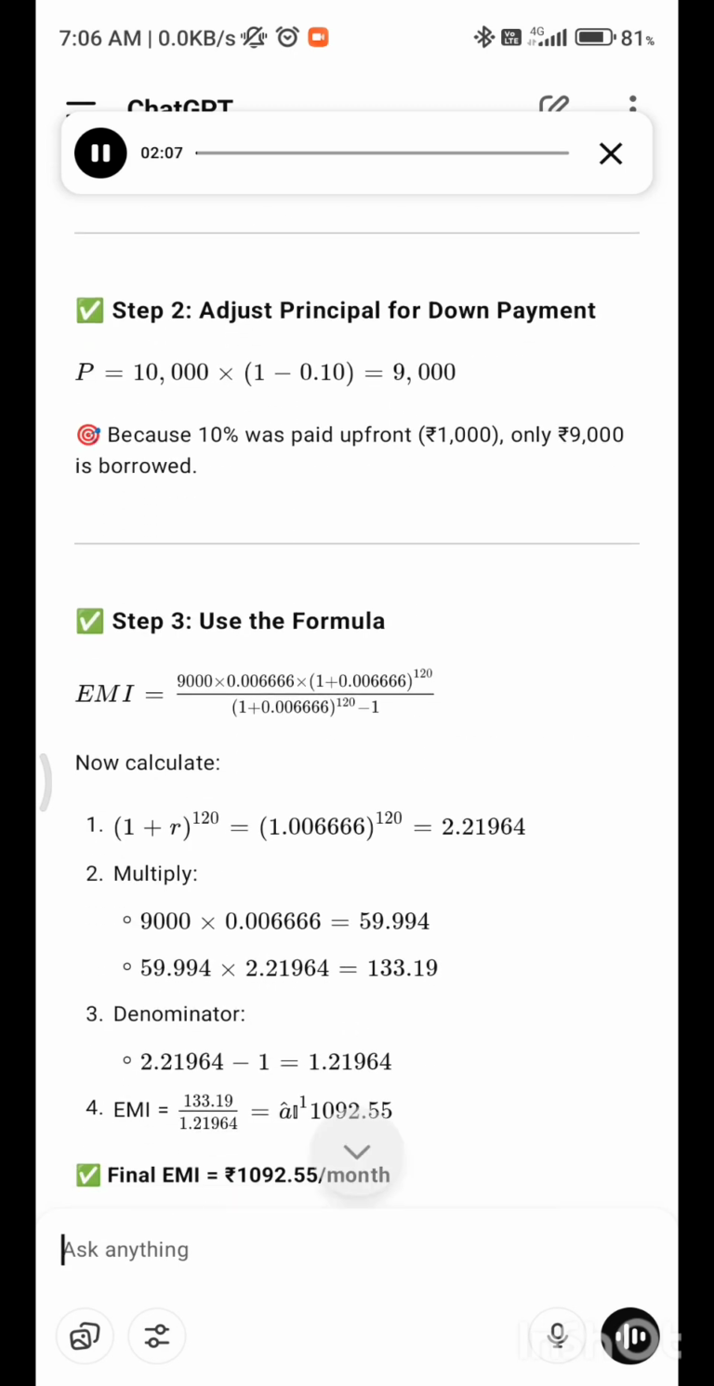Step 2, adjust the principal for the down payment. P equals 10,000 times (1 minus 0.10), which equals 9,000. Because 10% was paid up front, that is 1,000, only 9,000 is borrowed. Step 3, use the formula.